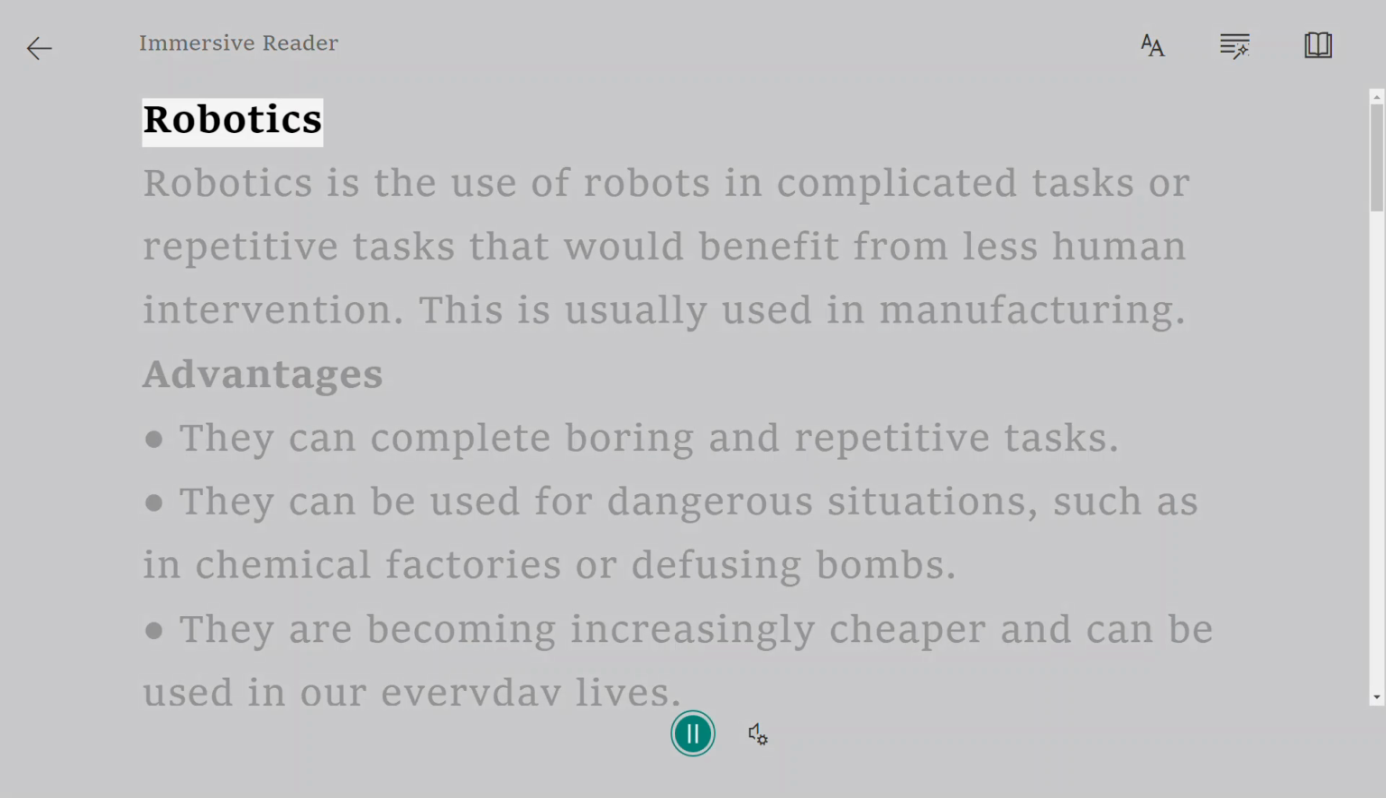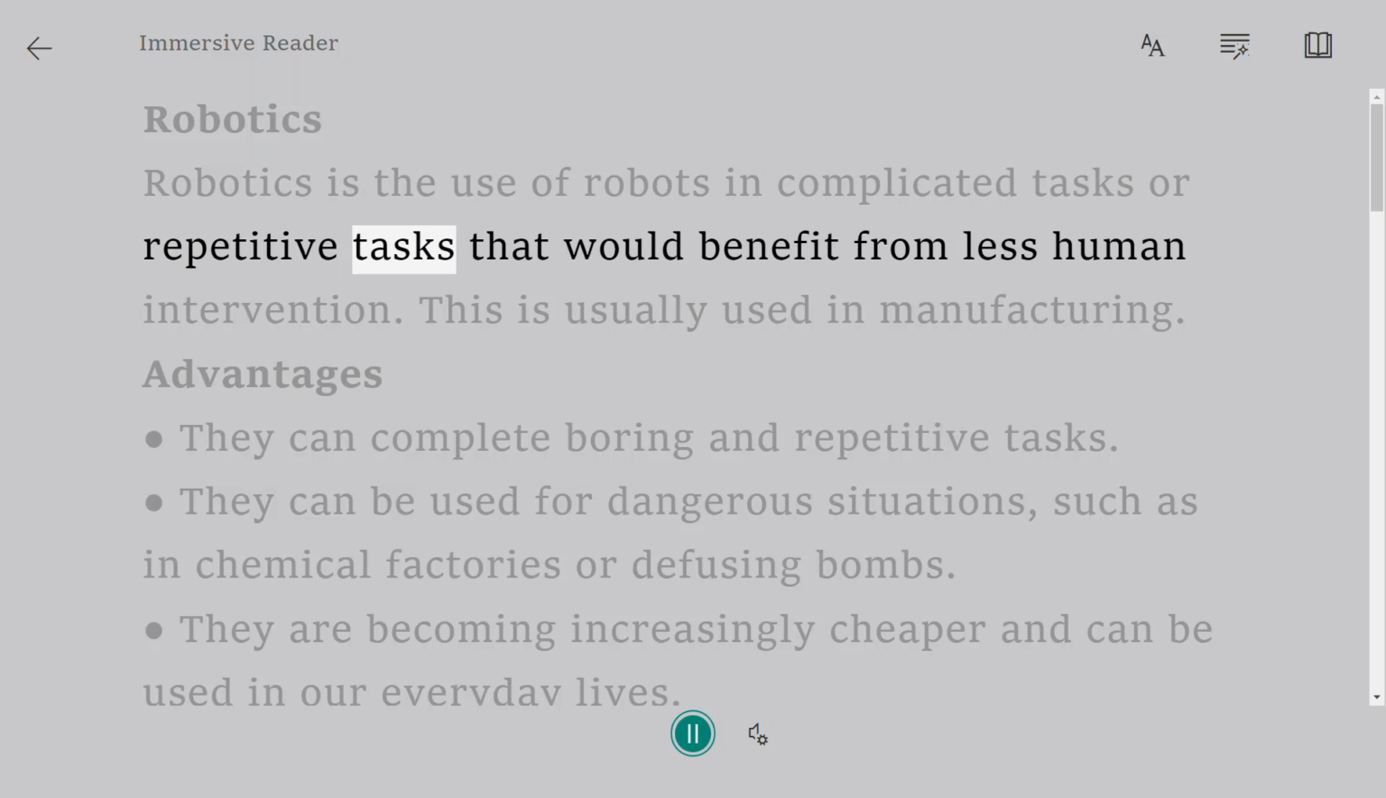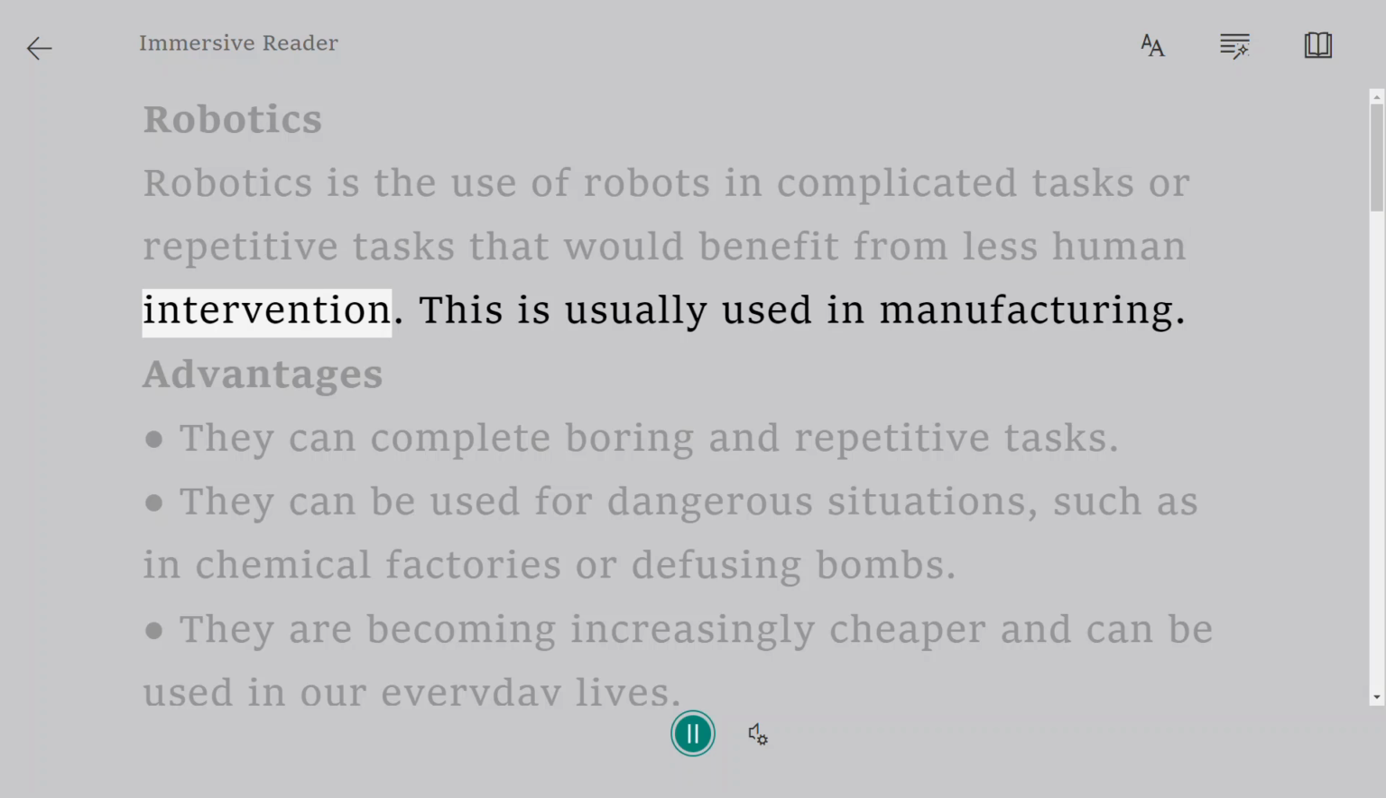Robotics. Robotics is the use of robots in complicated tasks or repetitive tasks that would benefit from less human intervention. This is usually used in manufacturing.